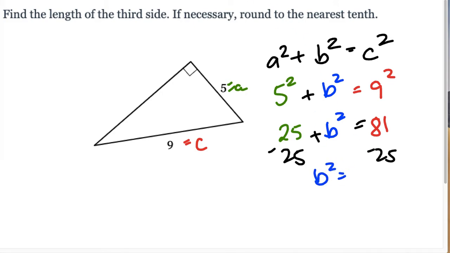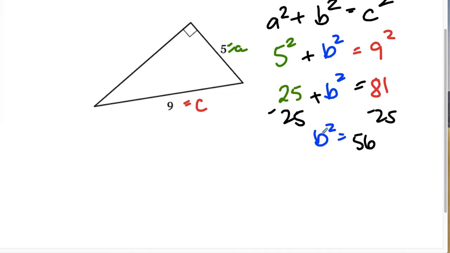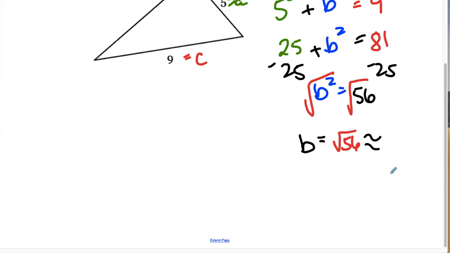Same idea, we don't know what b is yet, but we know what b squared is, 56. So to get b by itself, you have to take the square root of 56. Now at this point, the square root of 56 is not a perfect square, so you're going to have to round it. The problem tells you what place value to round to, so it says nearest tenth. So it's going to be 7.5, and that's your final answer.